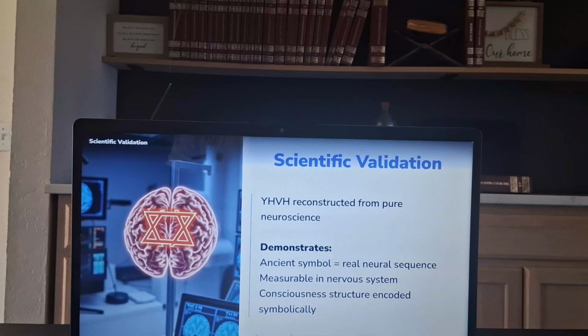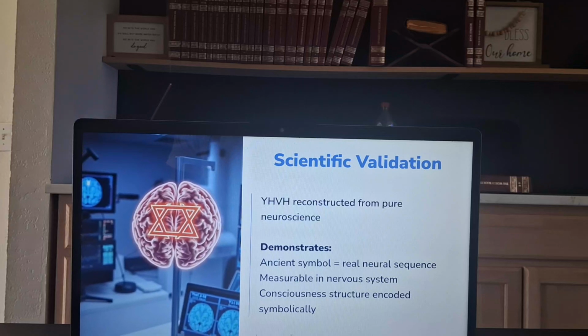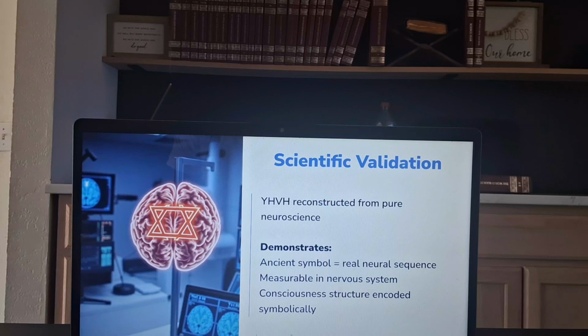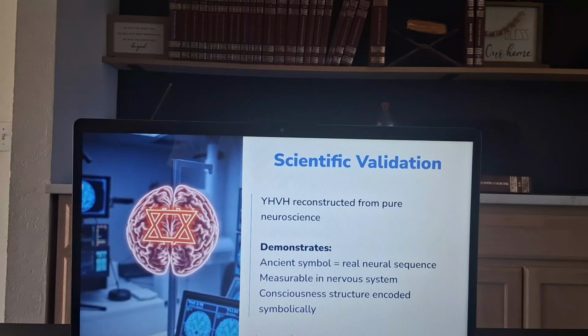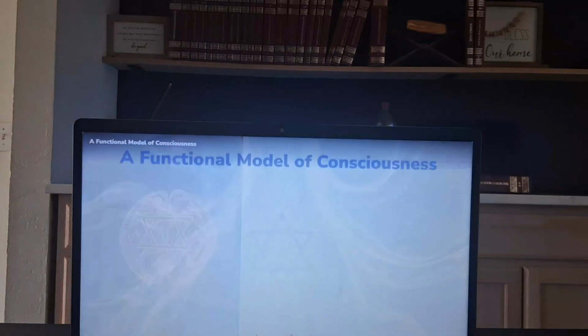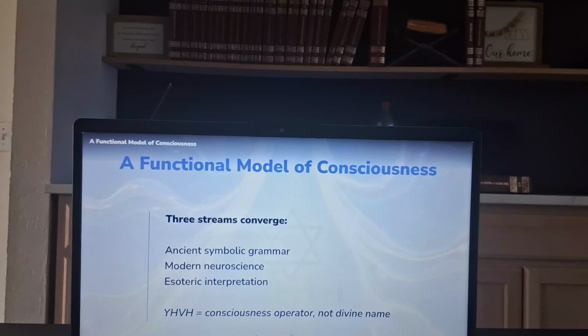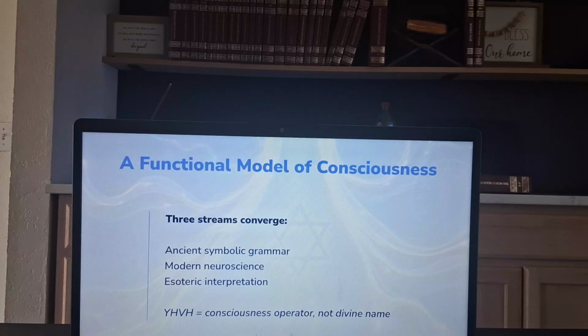He reconstructed the YHVH operator from neurophysiology alone, proving the ancient symbol corresponds to a real, measurable sequence in the human nervous system. Hall's framework explains why. The ancients encoded consciousness structure into their symbols. Thus, the convergence of ancient symbolic grammar, modern neuroscience, and esoteric interpretation reveals YHVH not as a theological name, but as a functional model of consciousness, preserved in cryptic form and rediscovered through scientific inquiry.